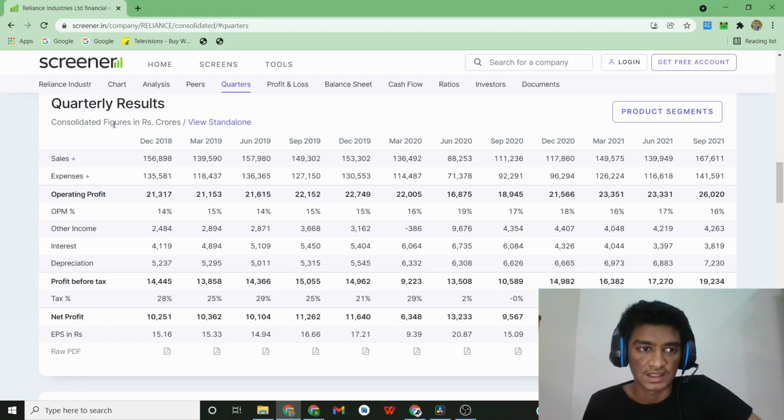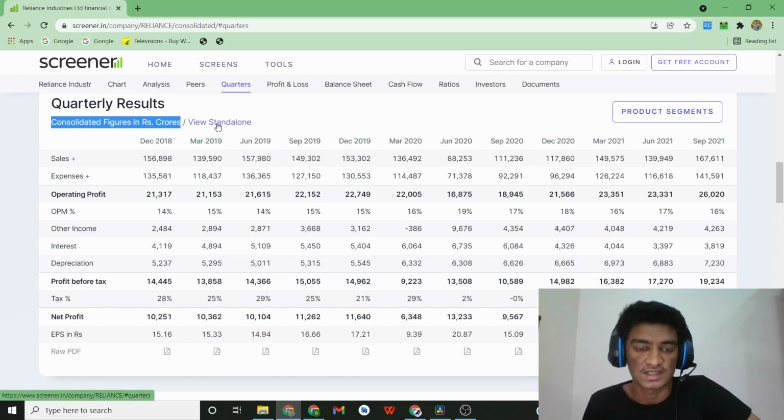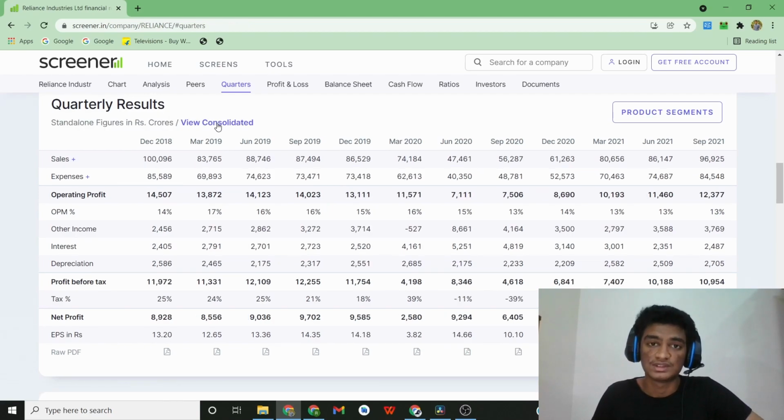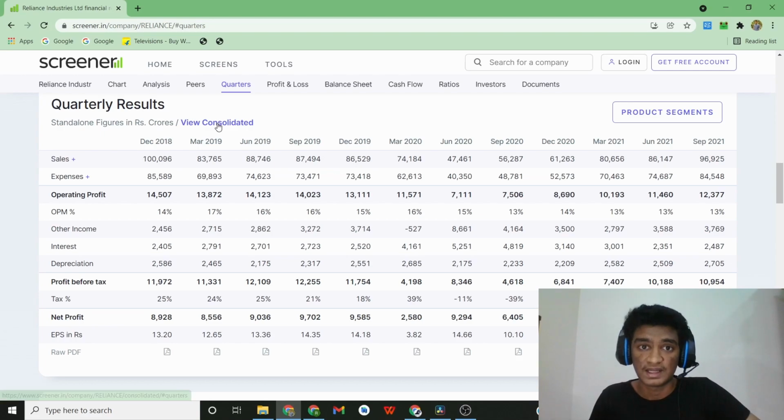So here, if you can see below the quarterly results, it is mentioned figures in crores. So all the figures of revenue, profits which are mentioned here are in crores. Having said that, it also says consolidated figures in crores, and you can switch between standalone and consolidated. So your standalone figures are the figures generated by the company by operating independently. So all the revenue, profits that the company generates by operating independently are what you see in the standalone figures.